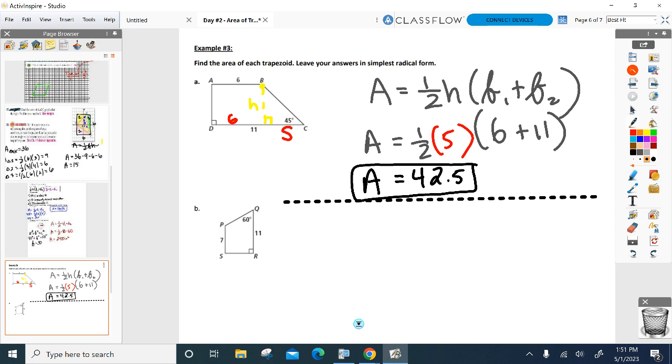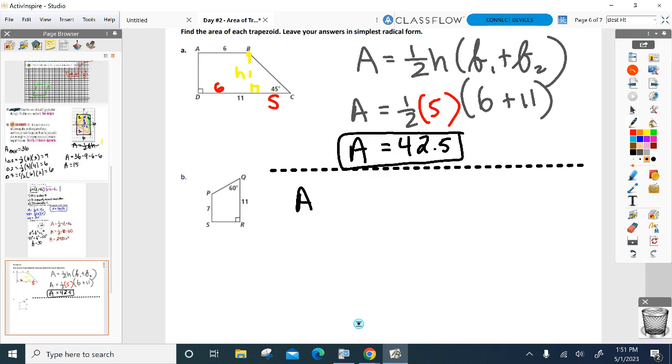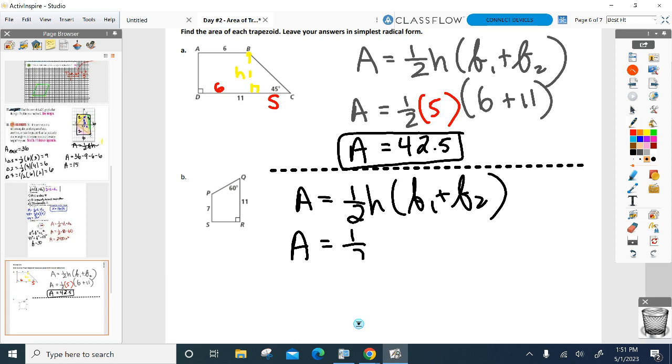We all good? All right, how about this trapezoid now? I gave you the bases again. Seven plus 11. Now the height, if you want to find SR, find it. I'm going to find the one drawn in from P. All right, everyone good?